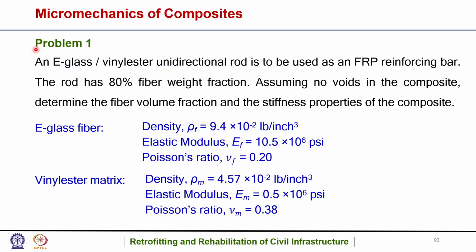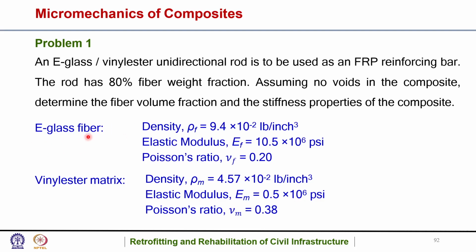The first problem is an e-glass vinyl ester unidirectional rod. Here e-glass is the fiber and vinyl ester is the matrix. The rod is to be used as an FRP reinforcing bar and has 80% fiber weight fraction. Assuming no voids in the composite, determine the fiber volume fraction and the stiffness properties of the composite.